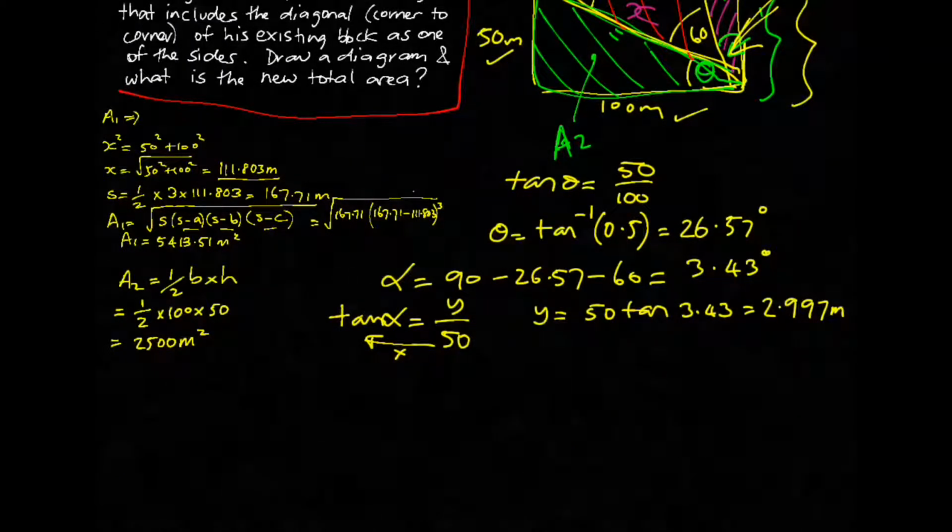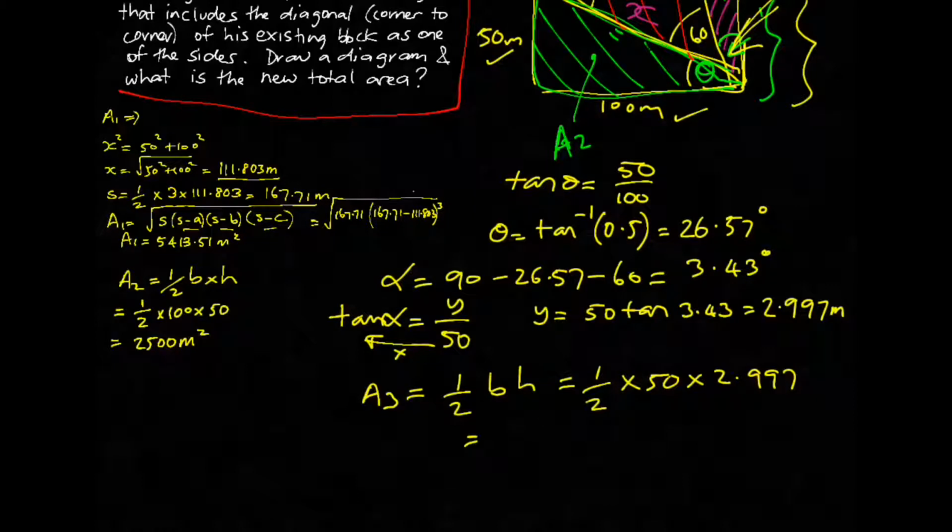So area 3, that's that tiny triangle, is equal to a half base times perpendicular height, equals a half times 50 meters times 2.997, which is the value of y, and that equals 74.93 meters squared.